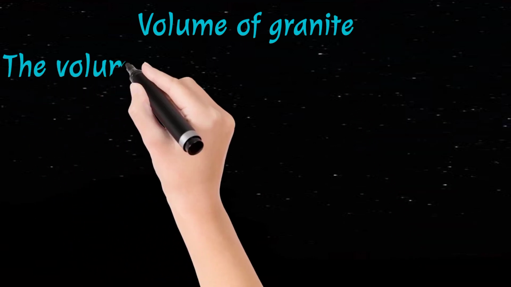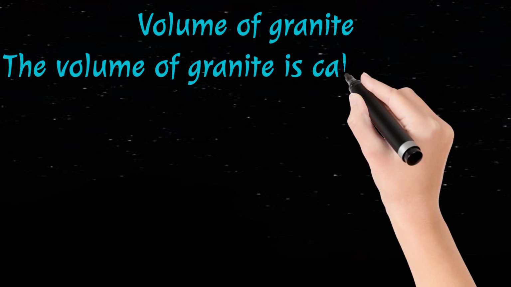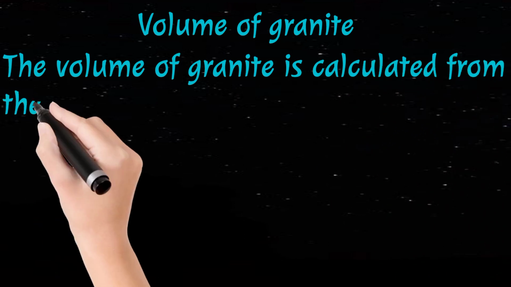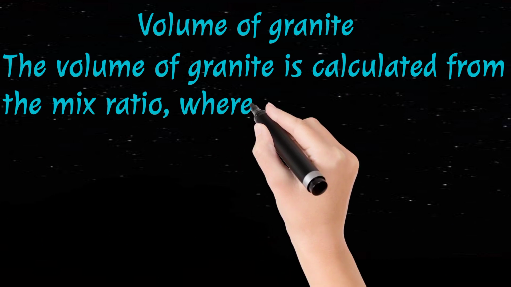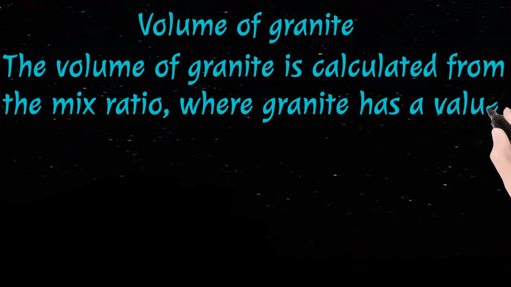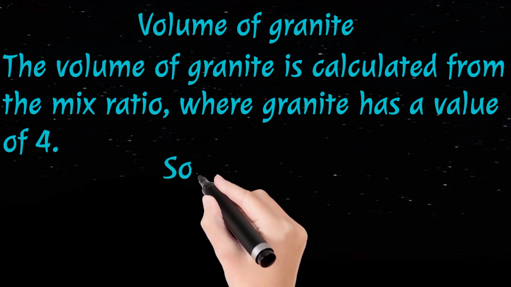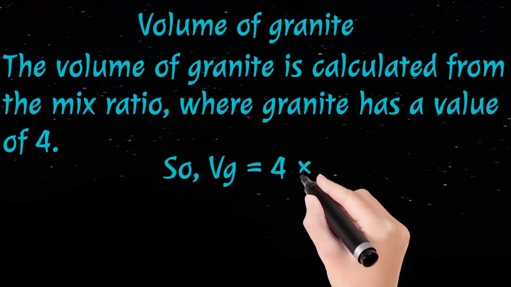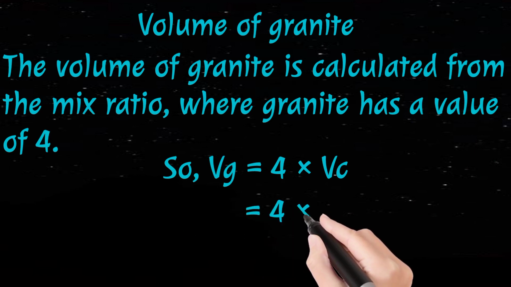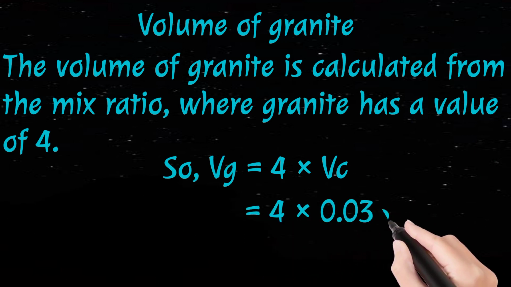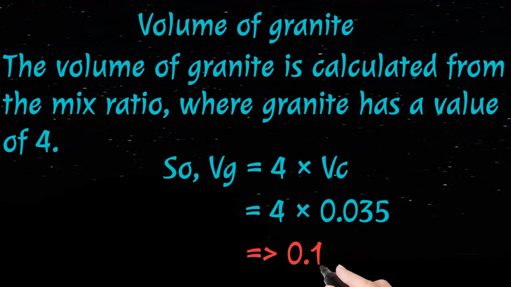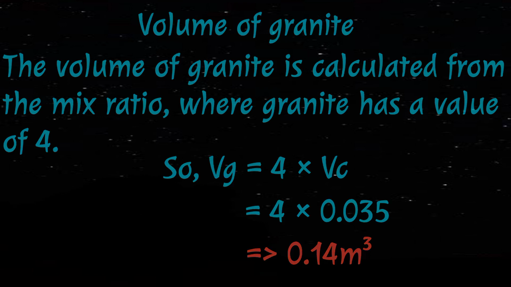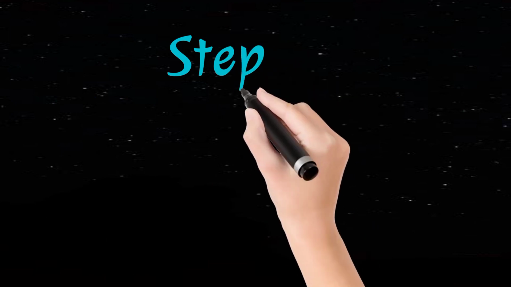Now we are going to do the same for the volume of granite. I hope you are following. Granite has a value of 4 in that mix ratio. Doing the same thing we did for sand, the volume of granite is 4 multiplied by the volume of cement. The volume of cement from our calculation is 0.035. When you multiply 4 by that value, you have 0.14 cubic meter. So the next thing now, we are moving over to the next step.